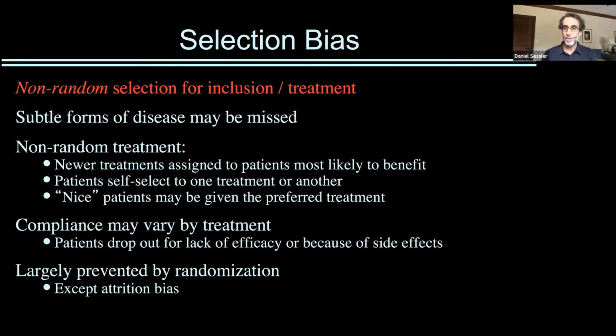Selection bias is largely prevented by randomization. Attrition bias, which is actually a type of measurement bias, is not prevented by randomization, but conventional selection bias is, and that's why so many randomized trials are done, and that's why randomized trials are considered the highest level of evidence.